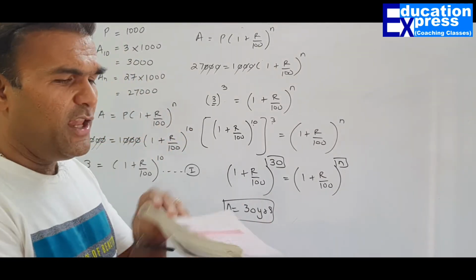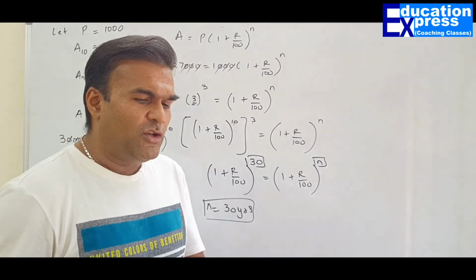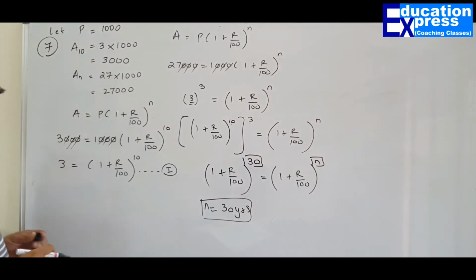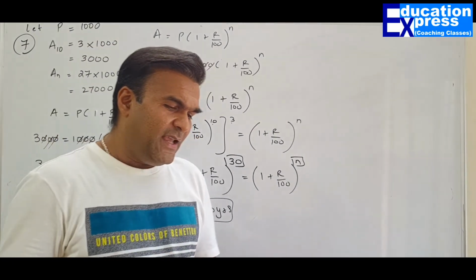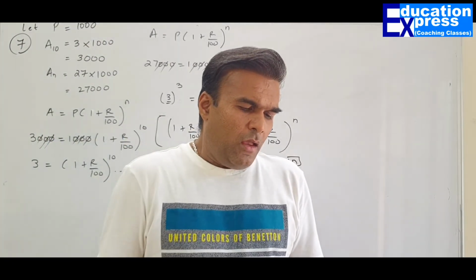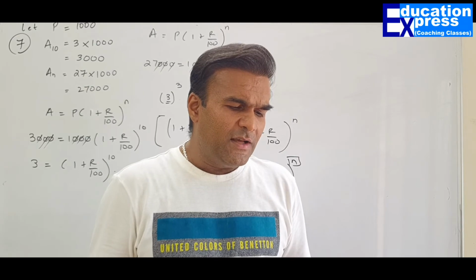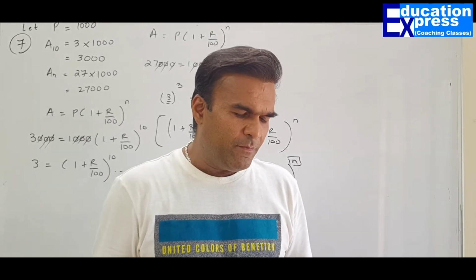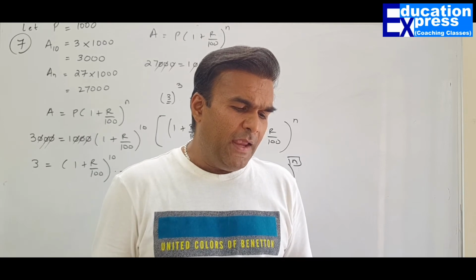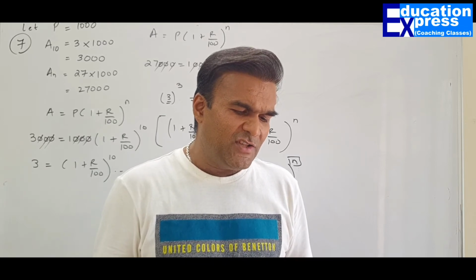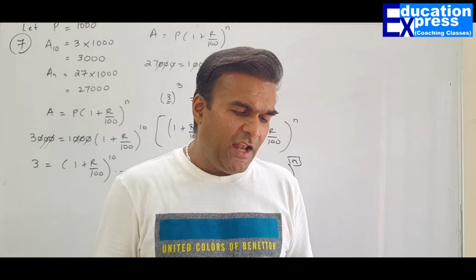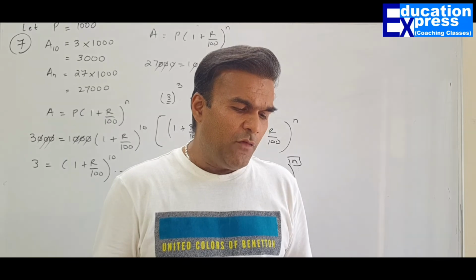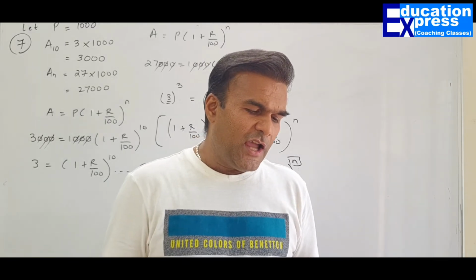That is question number 8. This was question number 7. We move on to question number 8. What does it say? Mr. Sharma borrowed a certain sum of money at 10% per annum compounded annually. If by paying 19,360 at the end of second year and 31,944 at the end of third year, he clears the entire amount of loan.